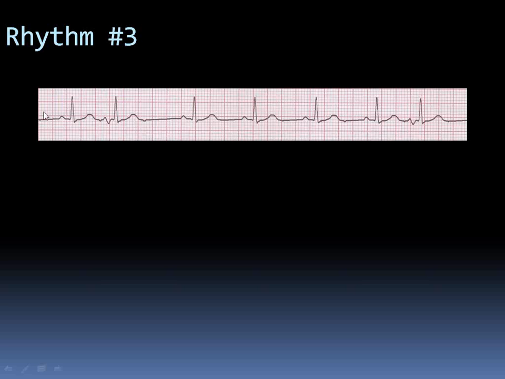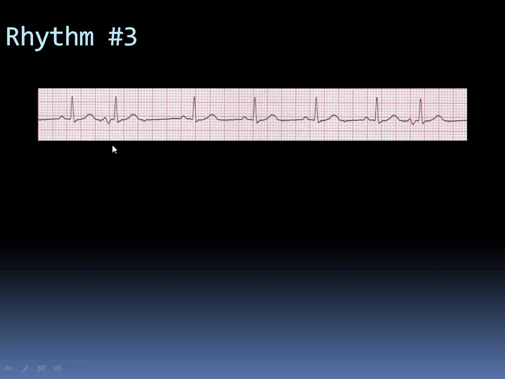Alright, so you see a P wave before every QRS. This is a P, this is a QRS. This is a P, this is a QRS. P, QRS. Now what do you think happens here? What do you think this is? This is a PAC, correct?